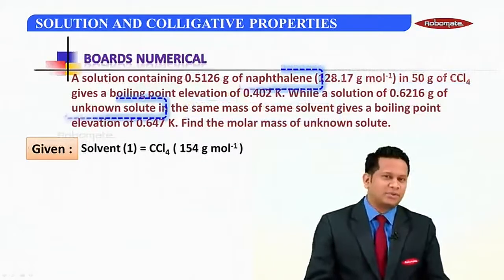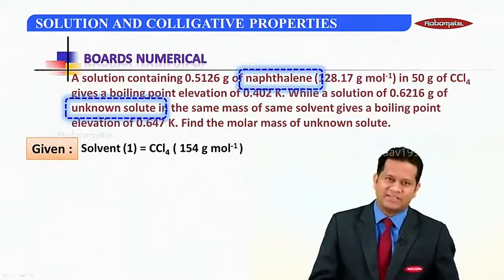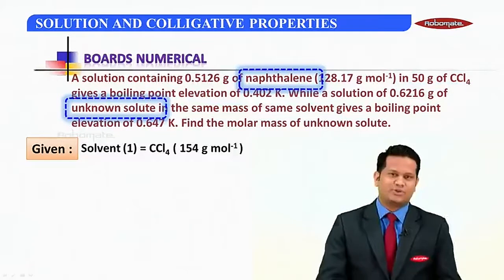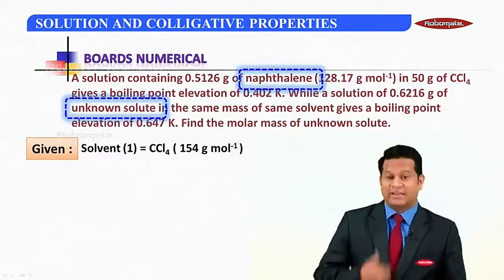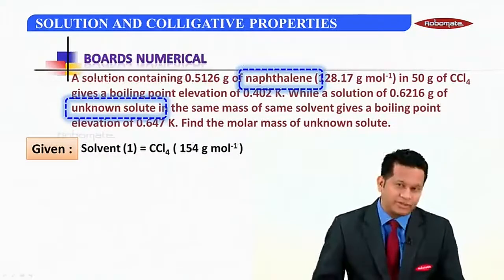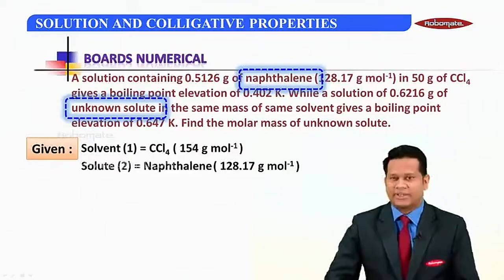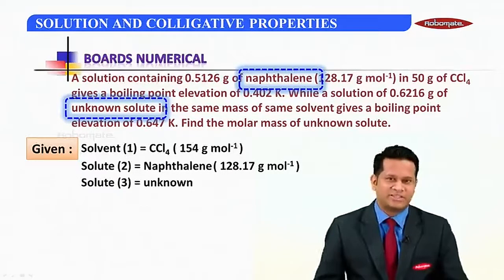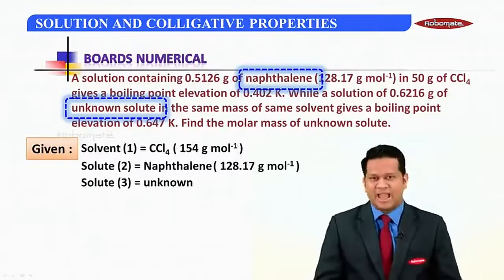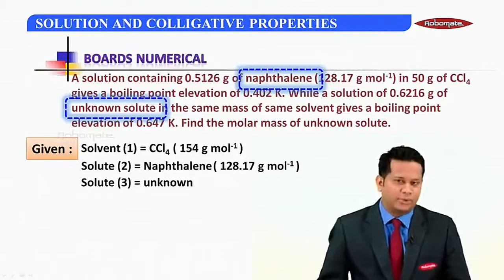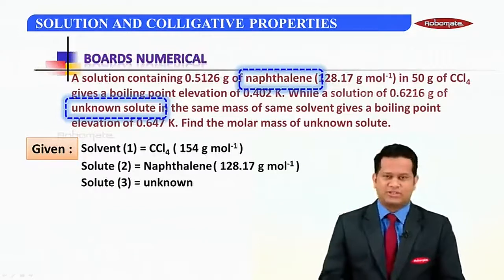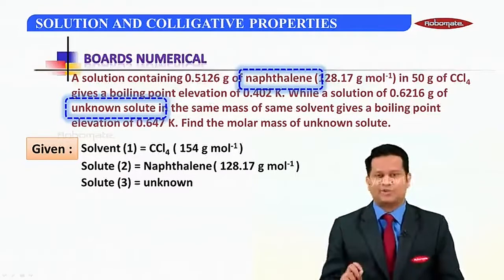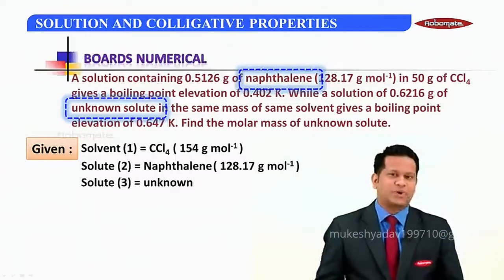The second thing is about the solute. In the first case the solute is naphthalene, so let me say solute 2 is naphthalene, and let me give a new term, that is 3, for the next solution's solute. So I can say solute 2 is naphthalene, its molar mass is 128.17 gram mole inverse, and the solute 3 is unknown. So you have two solutions, solute 2 in solvent and solute 3 in the solvent. Let's go ahead with the data.